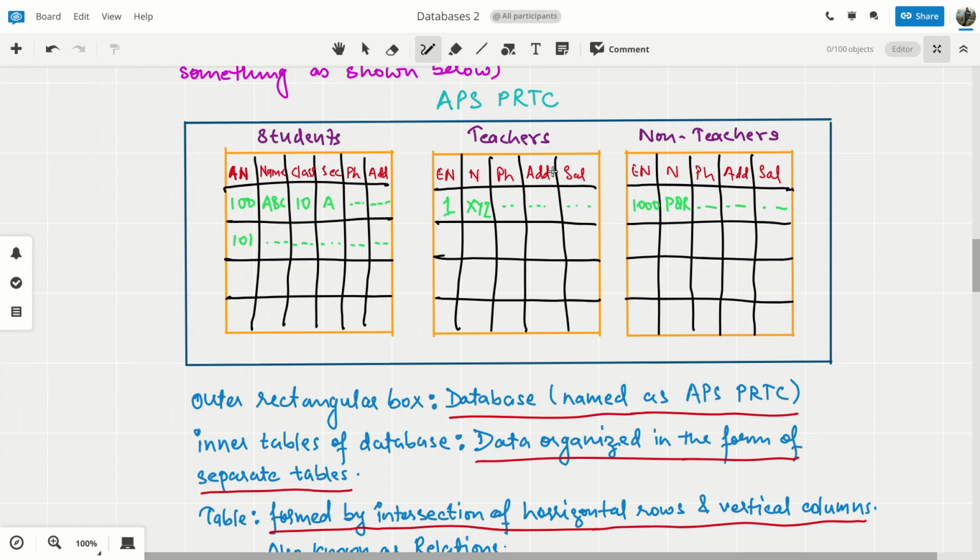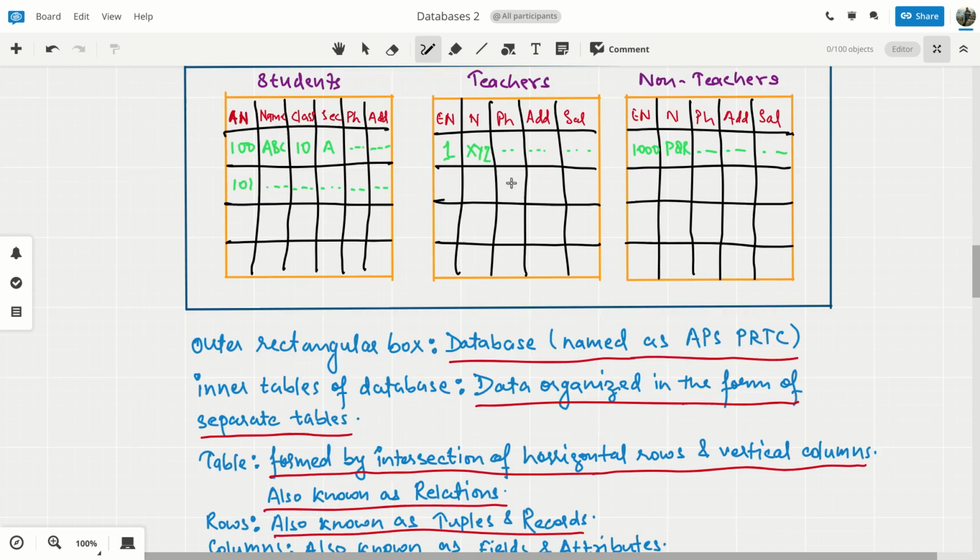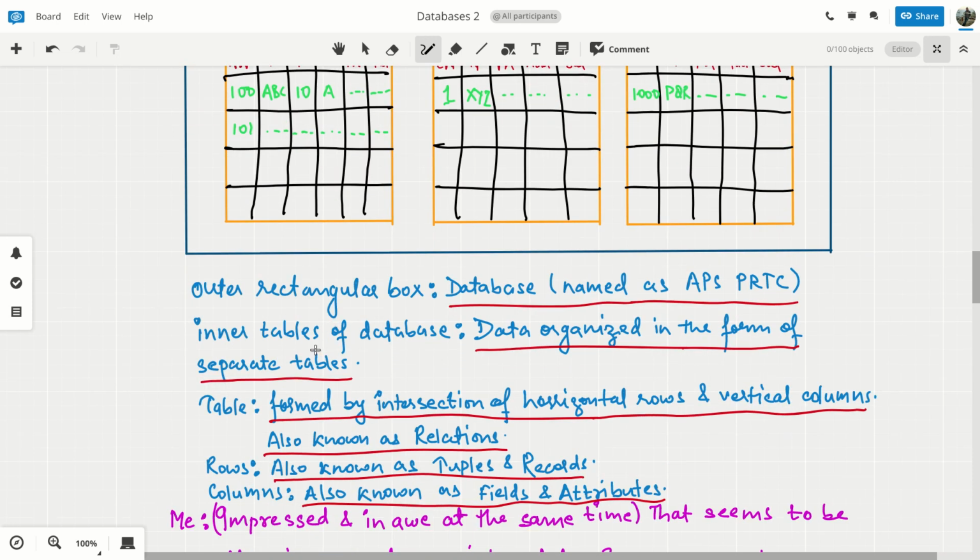But internally, this whole collection of data she divides into three types in the form of tables. First one for the students, second one for the teachers, and third one for the non-teachers. And each table deals with the records of the members belonging to that category. For example, in the students table, admission number is the first column, then name, class, section, phone number, and address. Similarly, for teachers, you can have employee number, name, phone number, address, salary, and various other things. And similar for non-teachers. And she explained by writing it and labeling it as below.